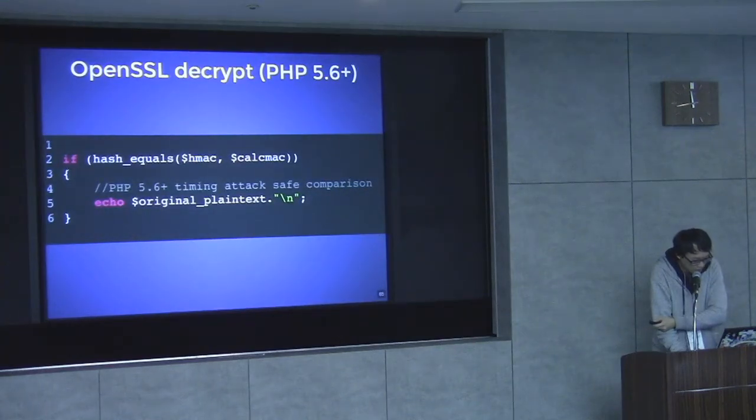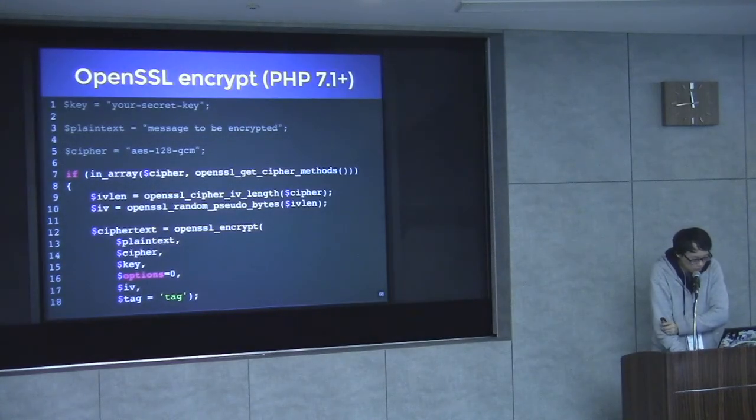And if you want to validate the hash message authentication, you can use the hash equals to verify the hash message authentication code and the calculated message authentication code are equal. If it's equal, it's true, then you can know that this encrypted result is sent from your trusted server or client.